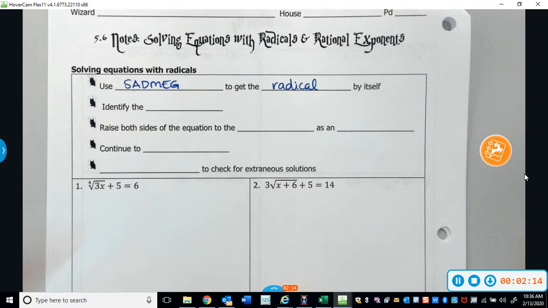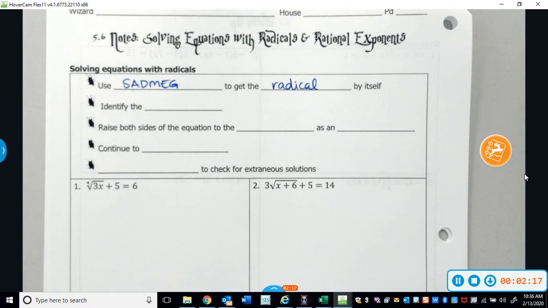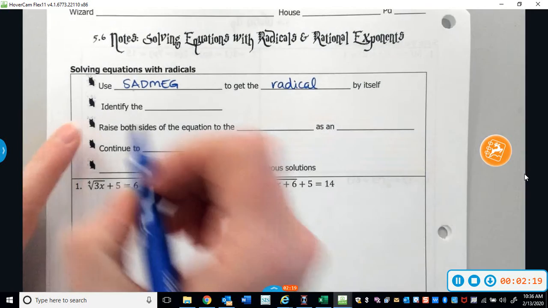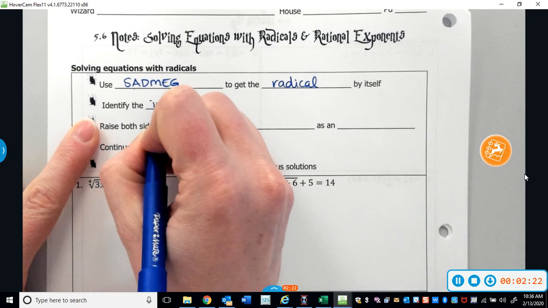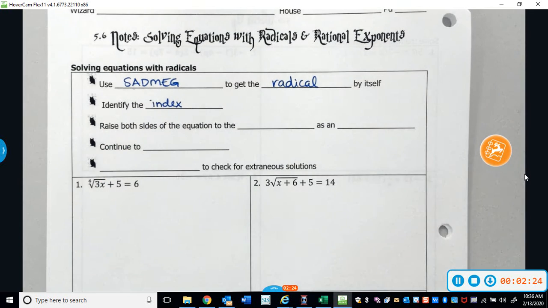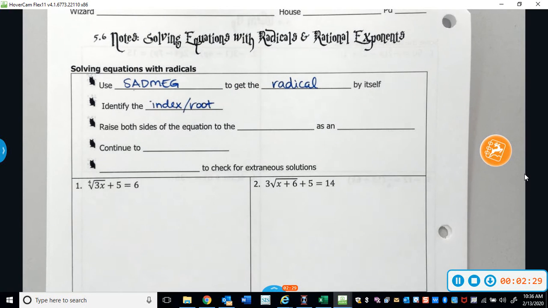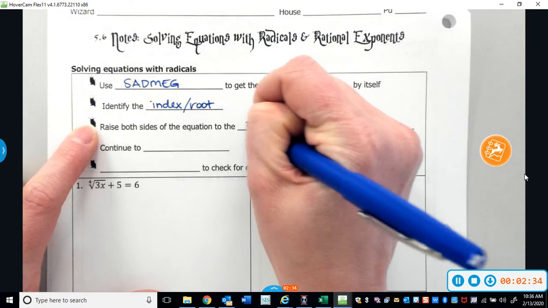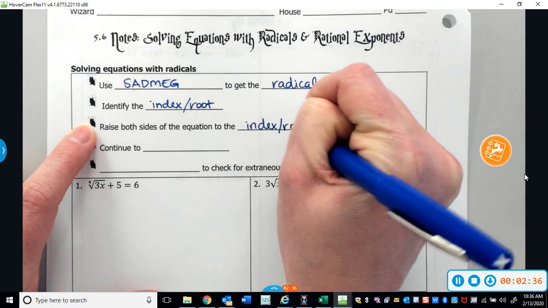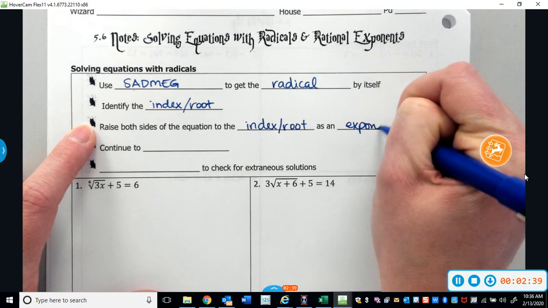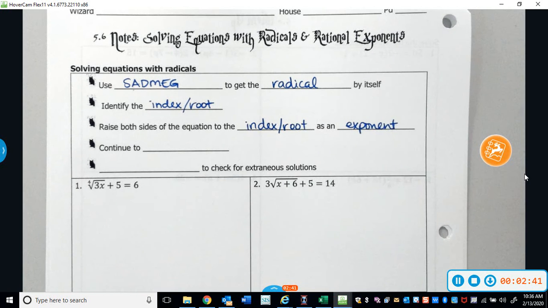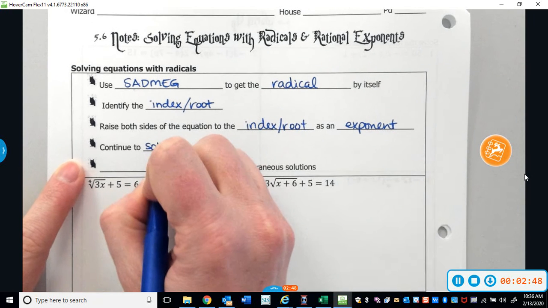And we're going to do that to get the radical by itself. Once we have the radical by itself, we'll identify what kind of radical it is. We'll look at the index to see if it is a square root, a cube root, or some other kind of root. To undo that root, we will raise both sides of the equation to that index as an exponent. So if we're trying to undo a square root, we would square both sides. If we're trying to undo a cube root, we would cube both sides. Once we've done that, we'll continue to solve to get our variable by itself.